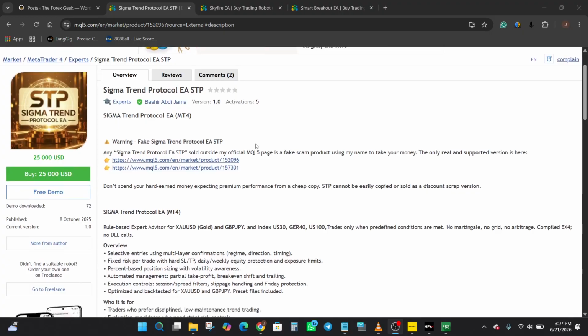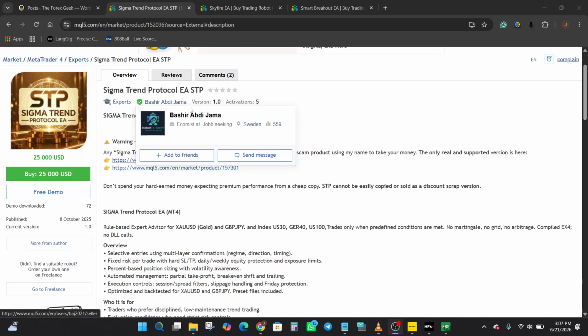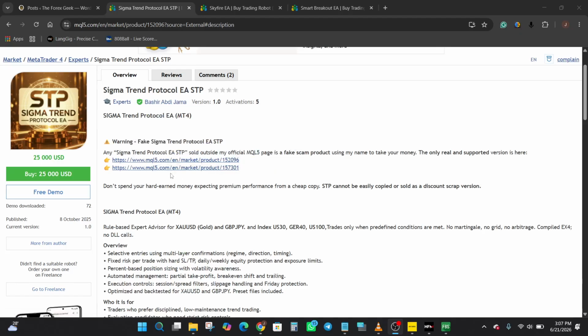Right away on the product page, we can see that this is an MT4 expert advisor developed by Bashir Abdi Jama. The current listed version is 1.0. It comes with 5 activations and it is currently priced at 25,000 US dollars. Now, one of the first things the developer emphasizes on the page is a warning regarding unofficial copies of the software.